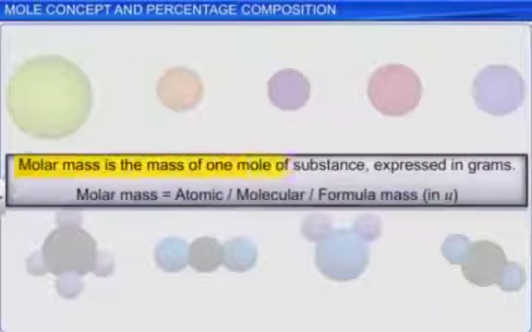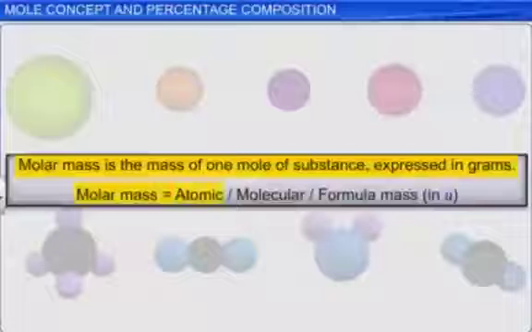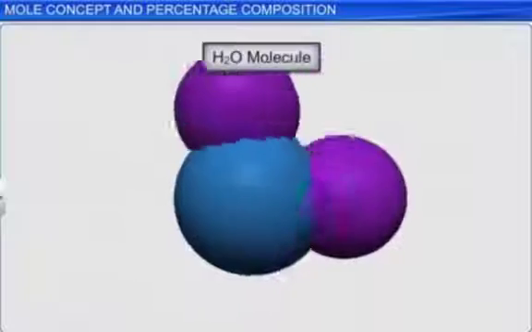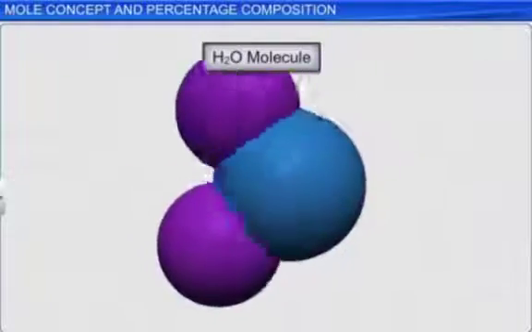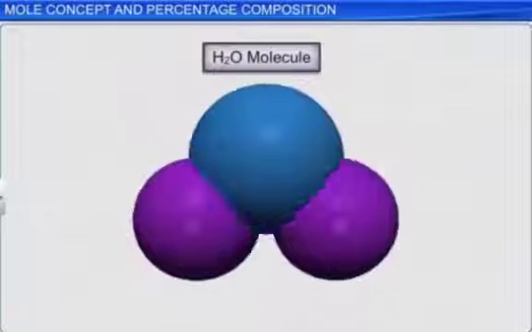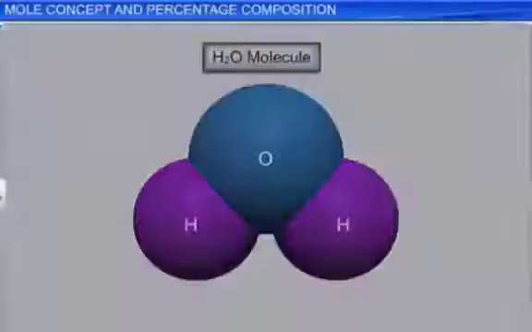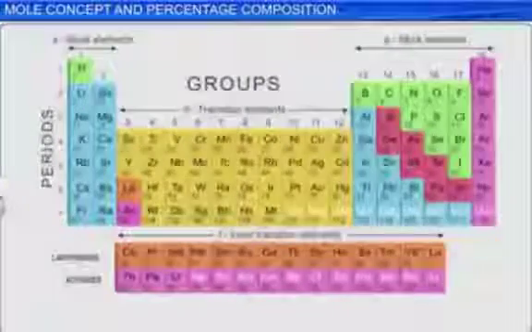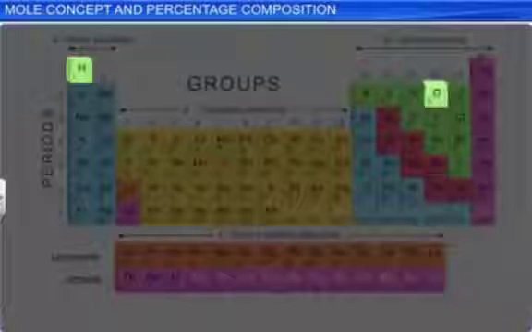Molar mass is the mass of 1 mole of substance expressed in grams. The molar mass is numerically equivalent to the atomic or molecular or formula mass in u. Let's determine the molar mass of water. We know that water comprises 2 hydrogen atoms and 1 oxygen atom. We can obtain the atomic masses of hydrogen and oxygen from the periodic table.